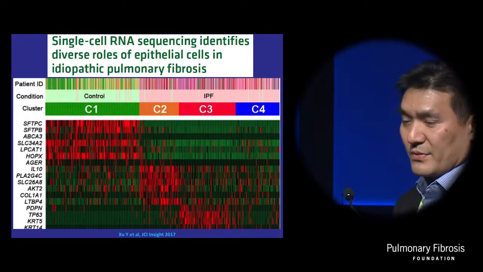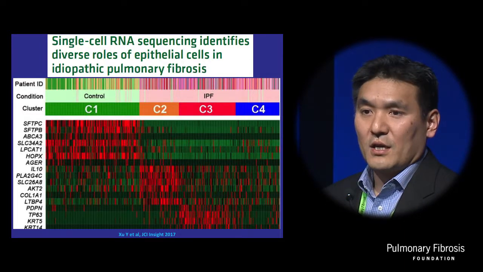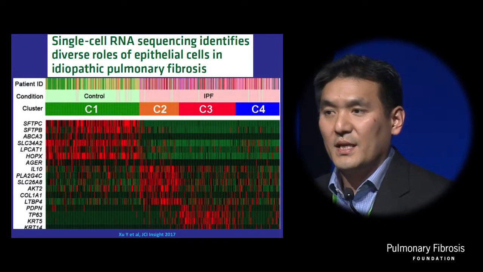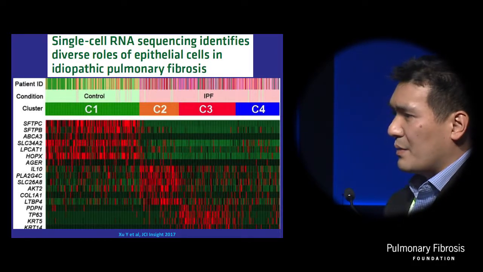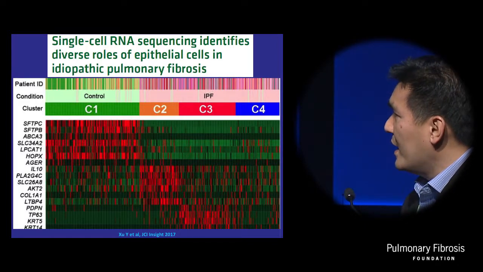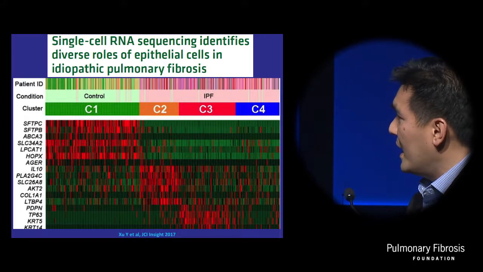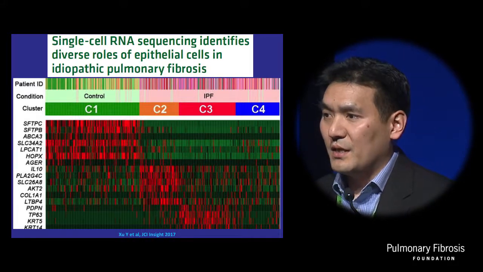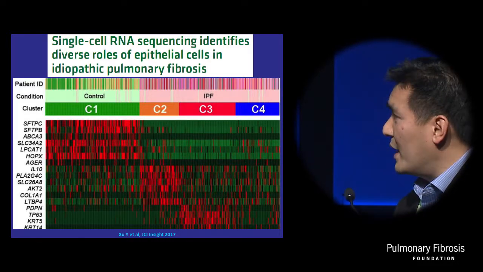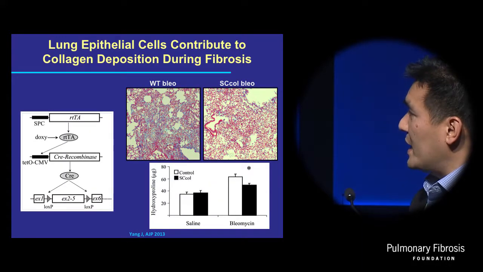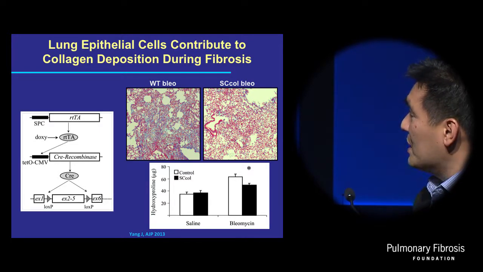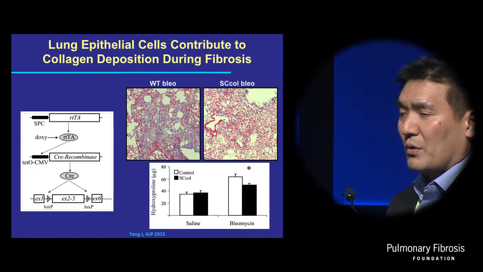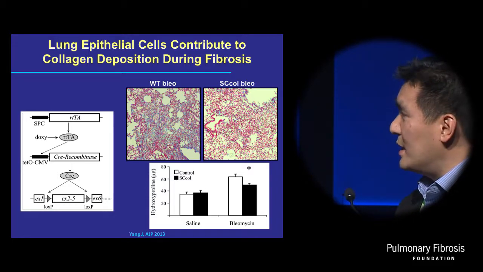More recently, this is from Jeff Whitsett's group, you can do single-cell RNA-seq. So you can, at a single-cell level, get the RNA transcriptional profile of alveolar epithelial cells from idiopathic pulmonary fibrosis. They found several different categories of epithelial cells, but at least one category had marked upregulation of type 1 collagen by this RNA-seq method. Then we took a different approach using a transgenic mouse model to ask, what if we specifically delete the gene for type 1 collagen in epithelial cells? We found marked reduction of bleomycin-induced pulmonary fibrosis in these mice, really demonstrating an important role for epithelial cell-derived type 1 collagen in this model.